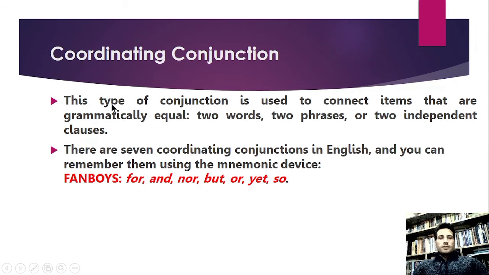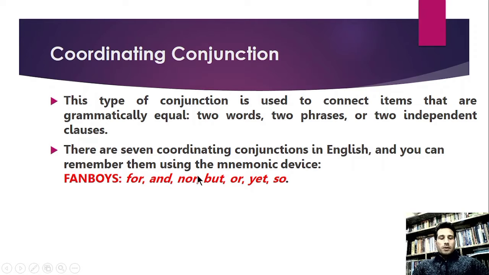Coordinating conjunction is the type of conjunction that is used to connect items that are grammatically equal. So remember that whenever we use coordinating conjunction, they join two equal, grammatically equal words, phrases, or two independent clauses. But normally it joins two words or two independent clauses. There are 7 coordinating conjunctions in English. We may have more conjunctions as well, but these are some of the common coordinating conjunctions used in English.